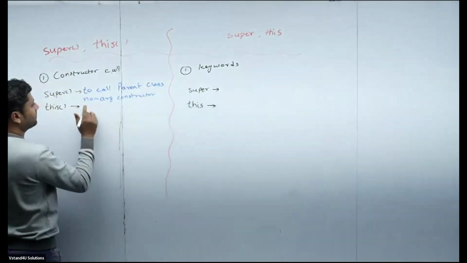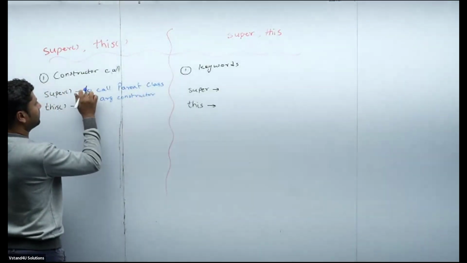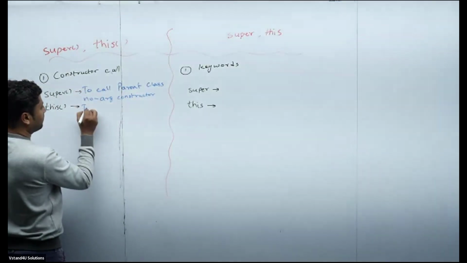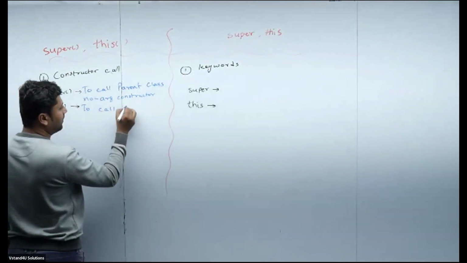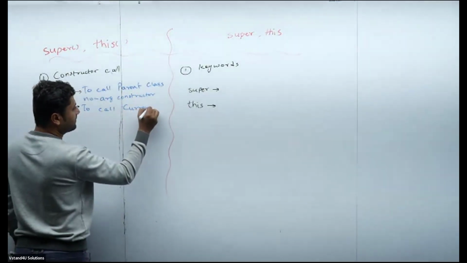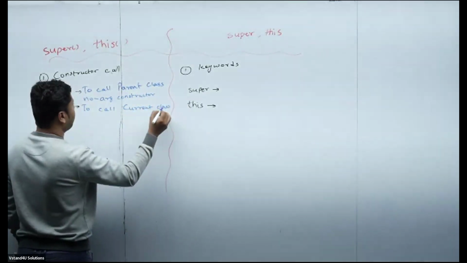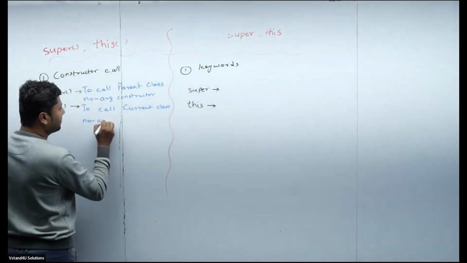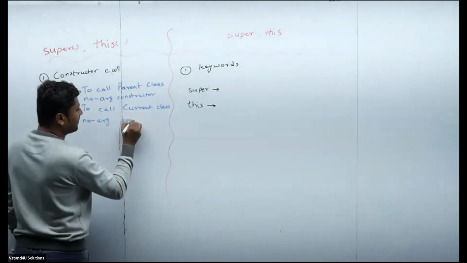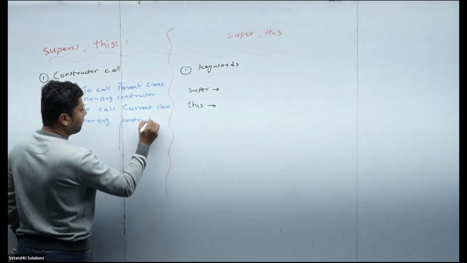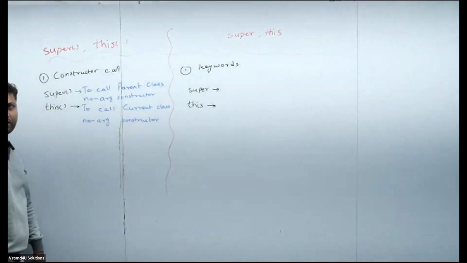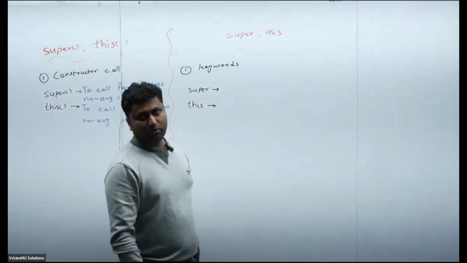How about this one? To call the current class no-arg constructor. Agree? Let's talk about the super keyword.